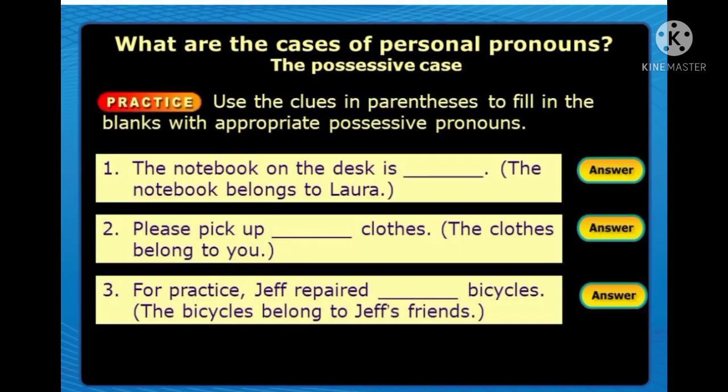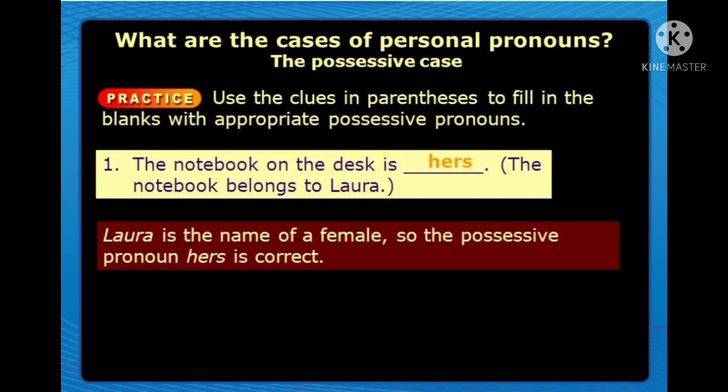Use the clues in parentheses to fill in the blanks with appropriate possessive pronouns. Timer start now. This is the answer. The notebook on the desk is hers. Laura is the name of a female, so the possessive pronoun hers is correct.